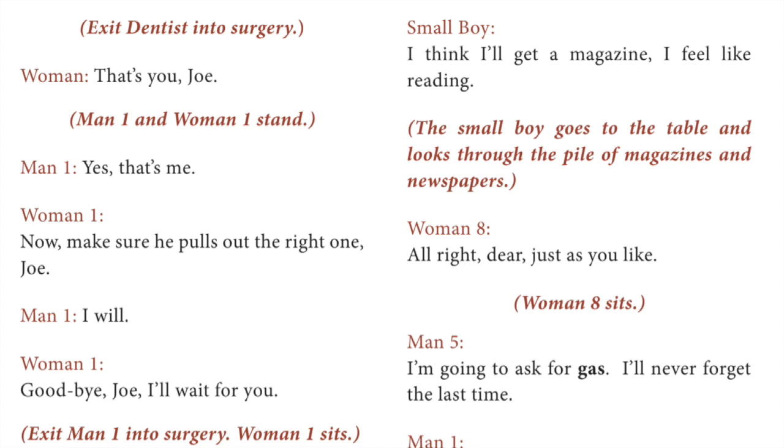Woman 1: That's you, Joe. Man 1 and woman 1 stand. Man 1: Yes, that's me. Woman 1: Now make sure he pulls out the right one, Joe. Man 1: I will. Woman 1: Goodbye Joe, I will wait for you.